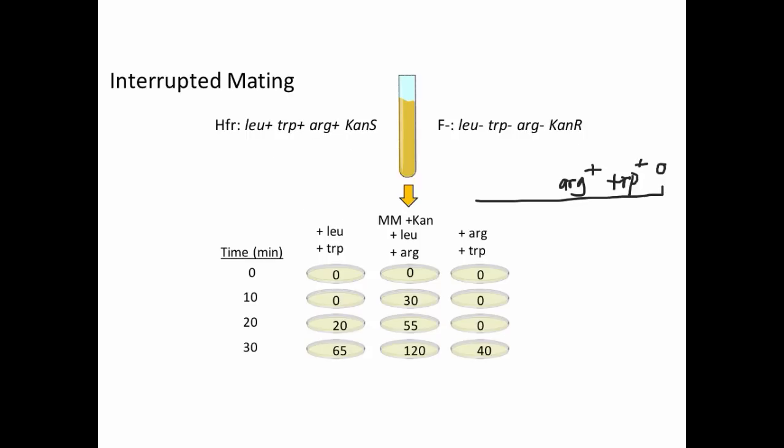And now if we let a little bit more time go by, and 30 minutes after mixing these cells, we take another sample and plate it out under these different conditions, we now see that we have cells able to grow in the absence of leucine. That tells us then that of these three, leucine was the last prototrophic marker to transfer over during conjugation. So leucine is the furthest from the F factor origin. So by analyzing this interrupted mating data, we were able to deduce the order of these three markers in relation to the fertility factor origin in the bacterial chromosome of the HFR strain.